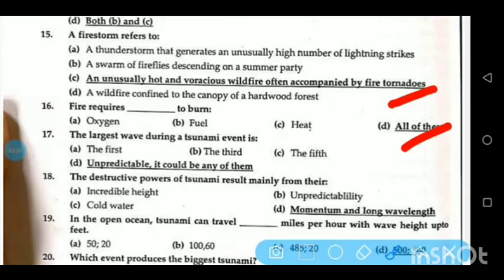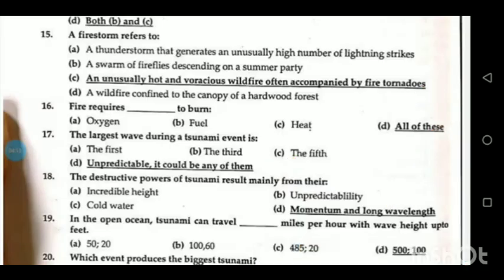The largest wave during a tsunami event is unpredictable. It could be any of them: the first, third, or the fifth. The destructive powers of tsunamis result mainly from their momentum and long wavelength.